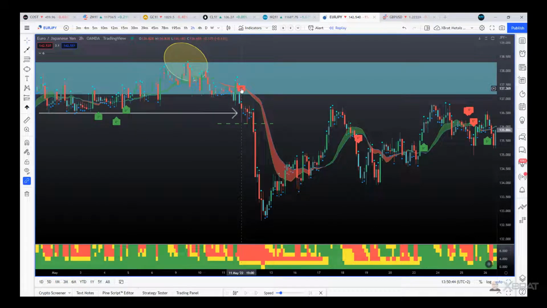A 6-star is the highest probability. We have 3, 4, 5, 6-star signals. A 6-star is like a 6-star hotel, so it is the cream of the crop.